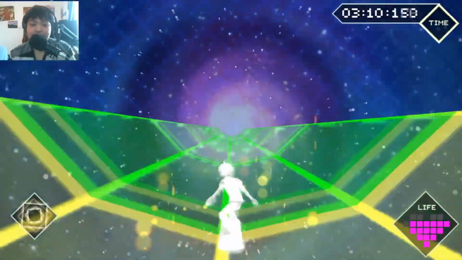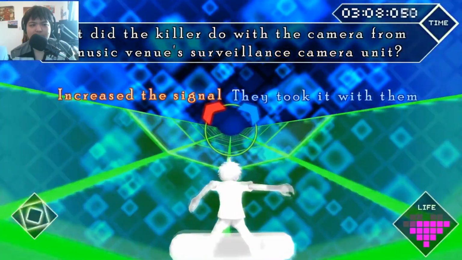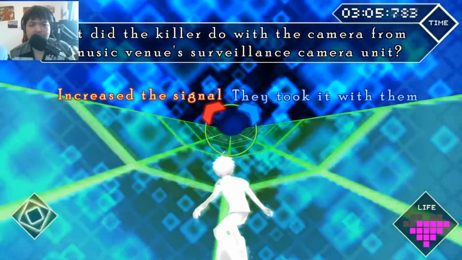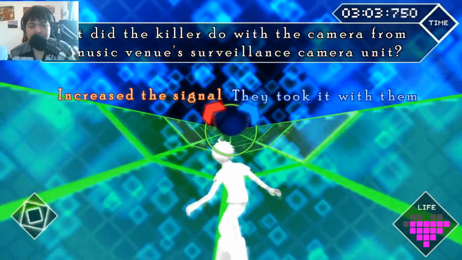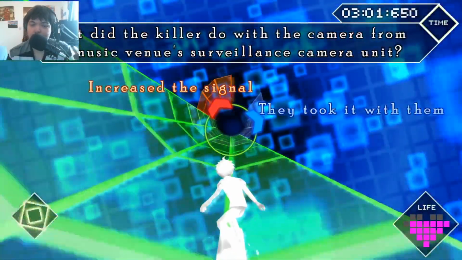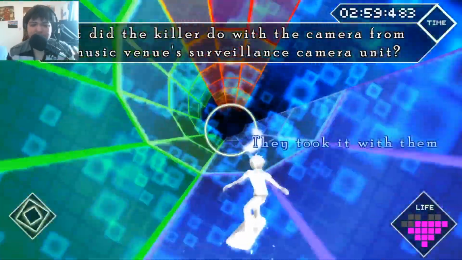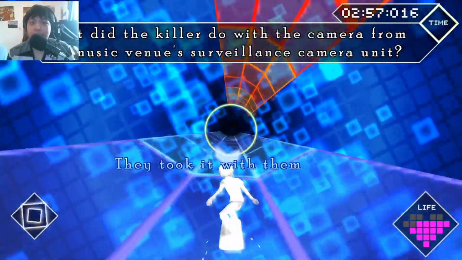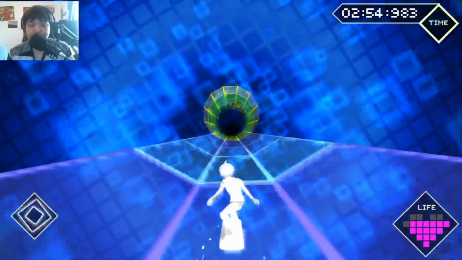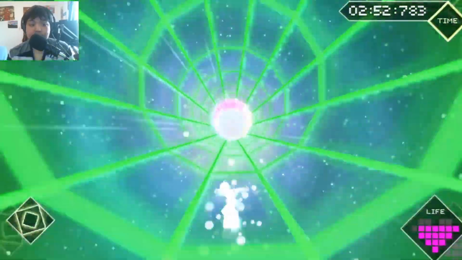Okay. Question 3. What did the killer do with the camera from the music venue surveillance camera unit? They decreased the signal. They took it with them. Yeah, there's no way it's decreasing the signal. They just took it. That's all it is. Easy, simple. So, here it goes.